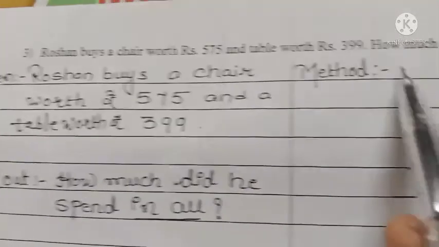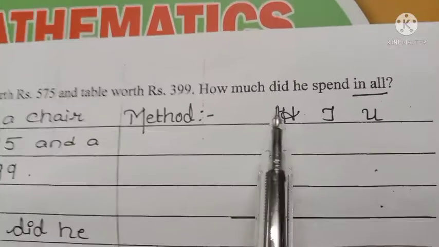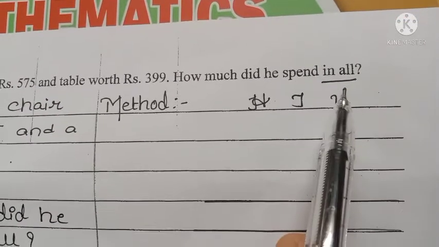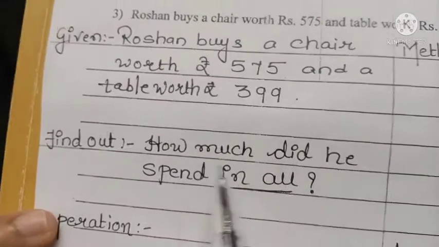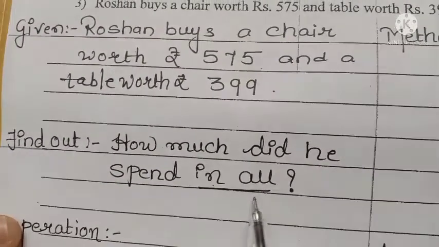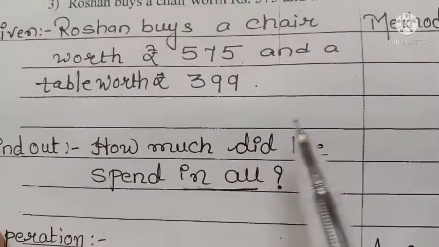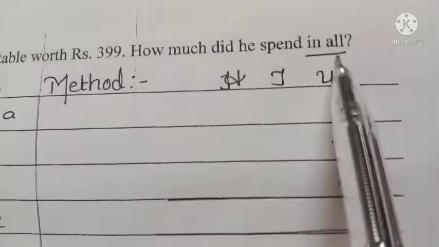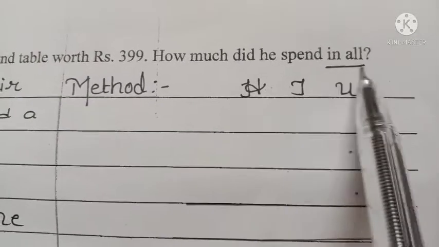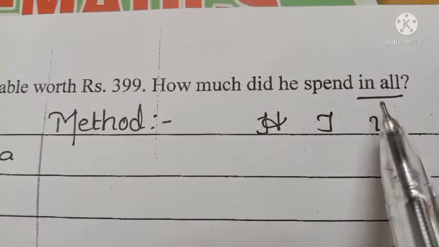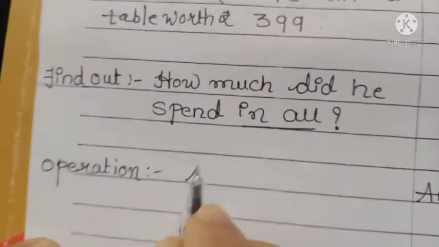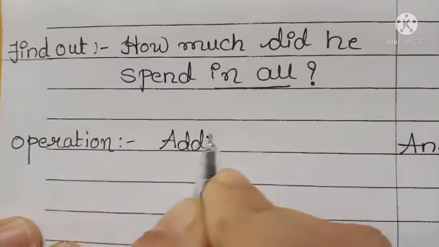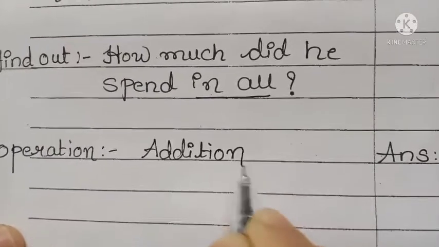And what is the question asked here? How much did he spend in all? So this is the find out, so write down this in find out. So students, what is the keyword here? See, the word in all is there. So underline this word. This is the keyword for addition. It means you have to do the addition here. So the operation is addition, so write down addition in operation.